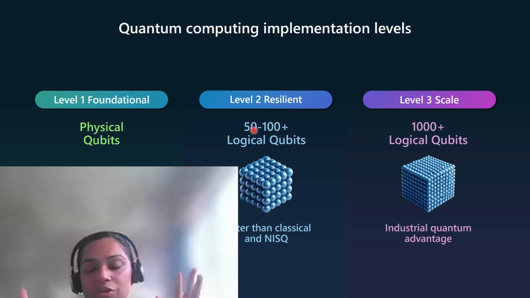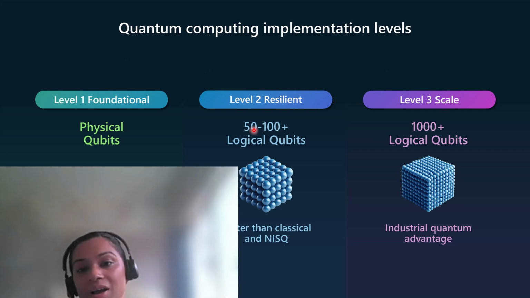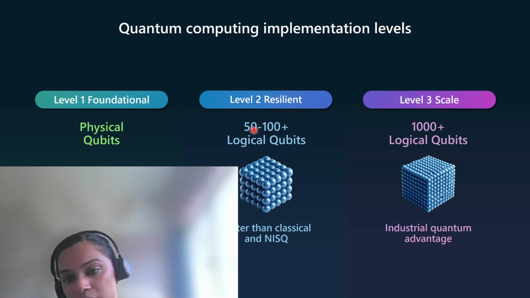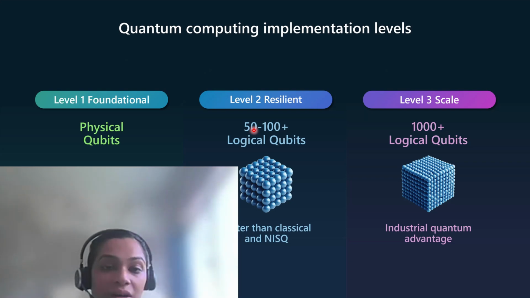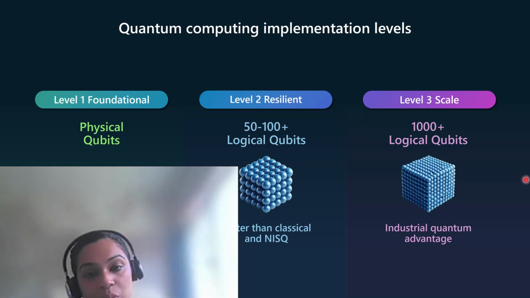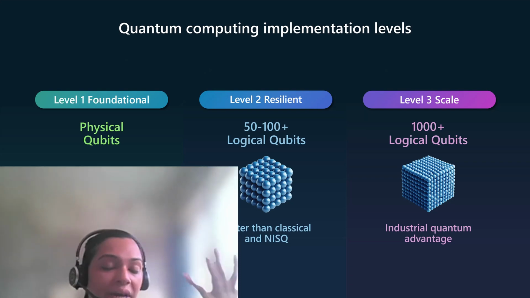Of course, between 50 and 100, we can do far more. To do anything at industrial quantum advantage scale, we need at least 1,000 plus logical qubits.